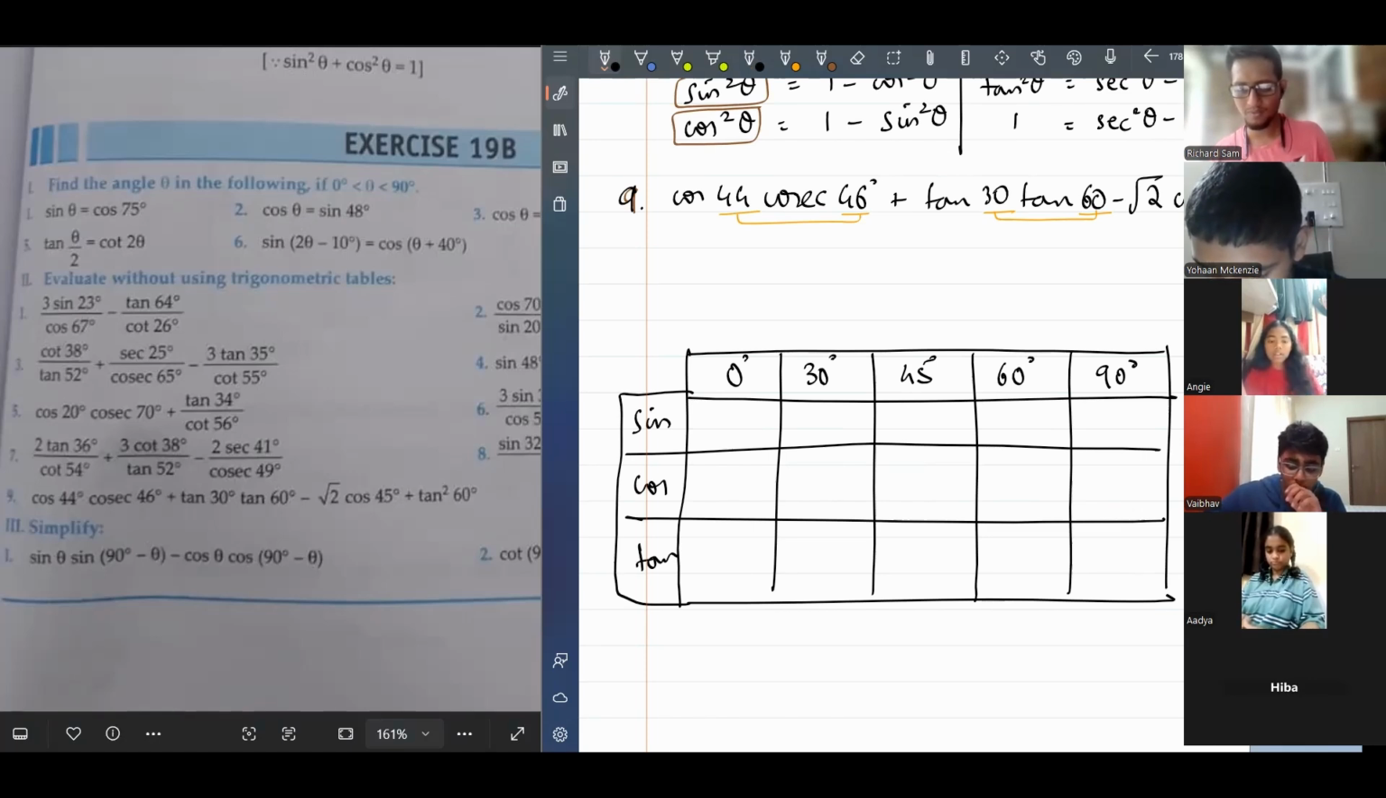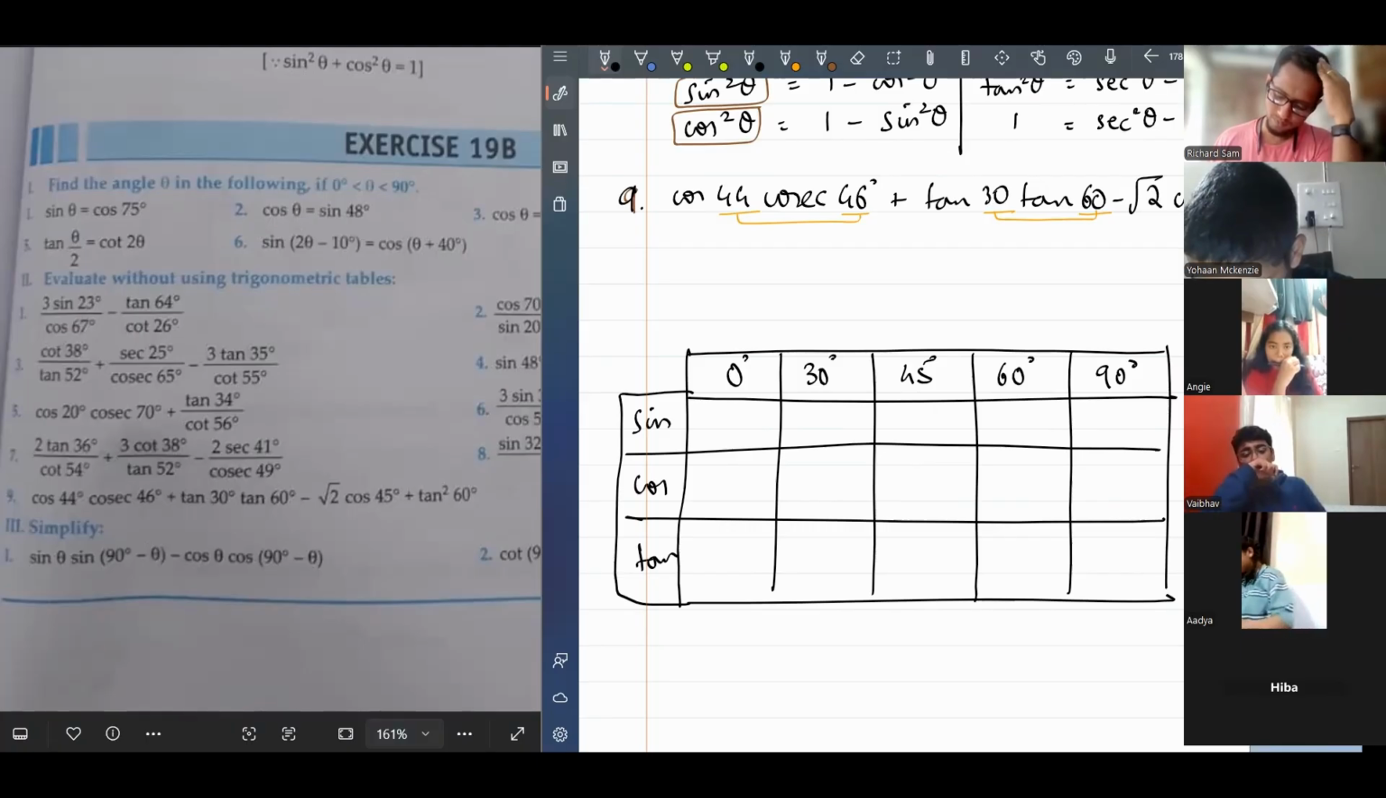Sine theta was 0, sine 0, by you mean 2? Yeah, sine 0. For 30, it was 1 by 2. Correct. For 45, it was 1 by root 2. Correct. And others I don't remember.